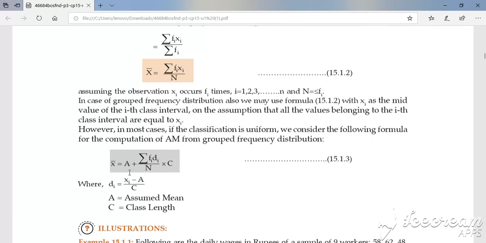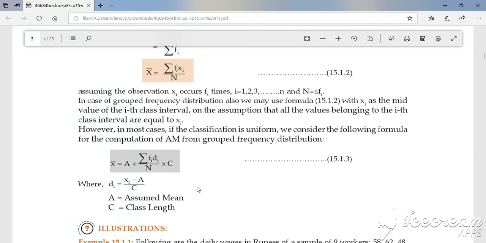This di equals xi minus a by c is called the change of origin and scale property. Xi minus a means we are changing its origin, and upon c means we are changing the scale. Okay. So we will solve some problems based on this.